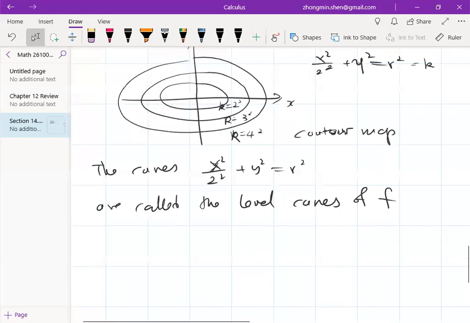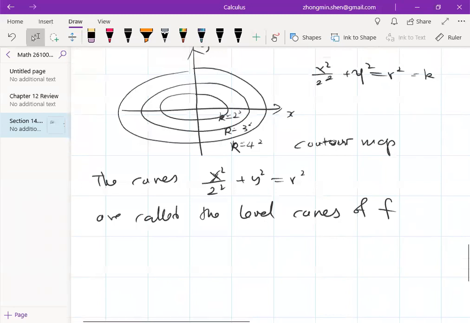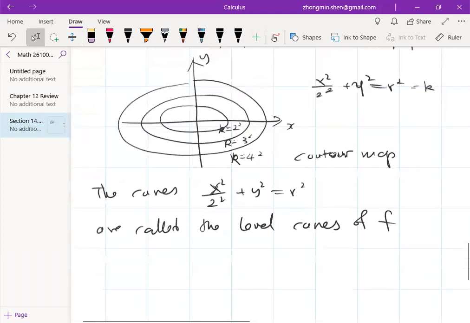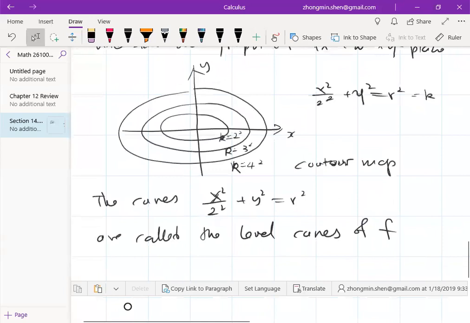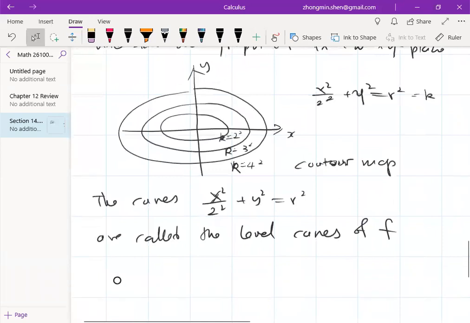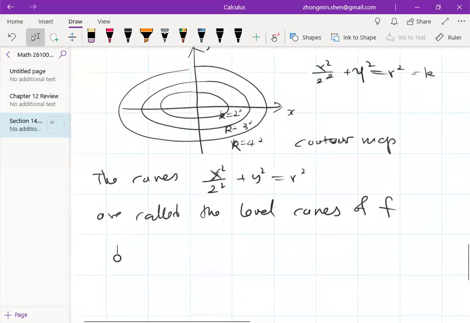To understand the function, you can draw the graph. You can also draw the graph in a two-dimensional plane, in the domain. So actually, this is a bunch of level curves in the domain of the function. Okay, you can also understand the function that way. So let's look at some problems from the book.